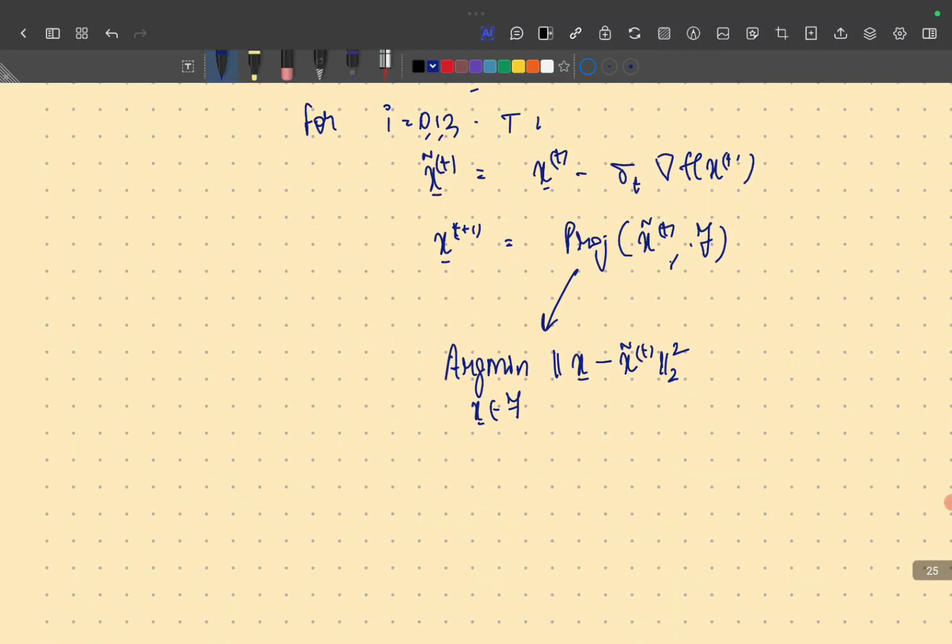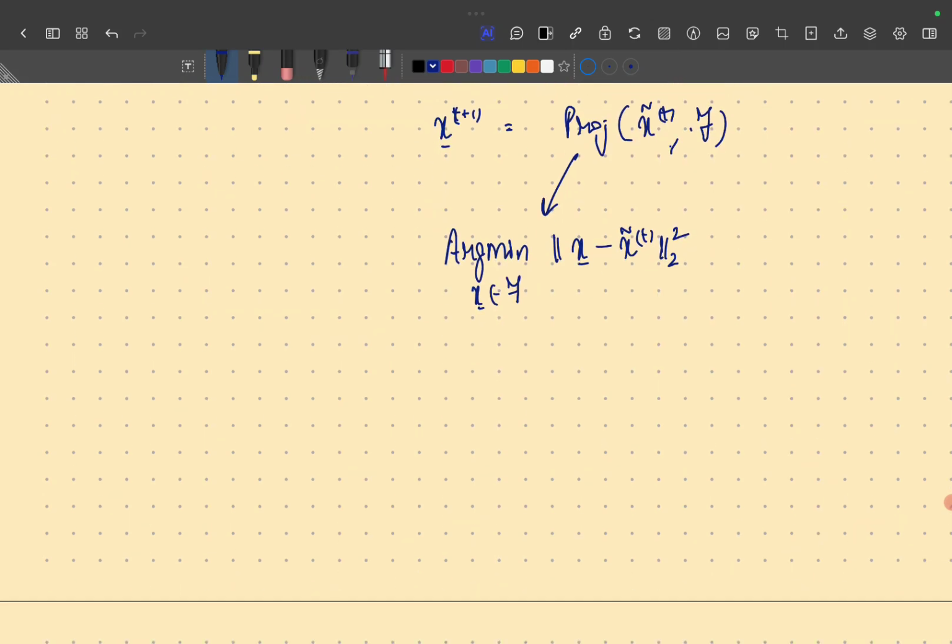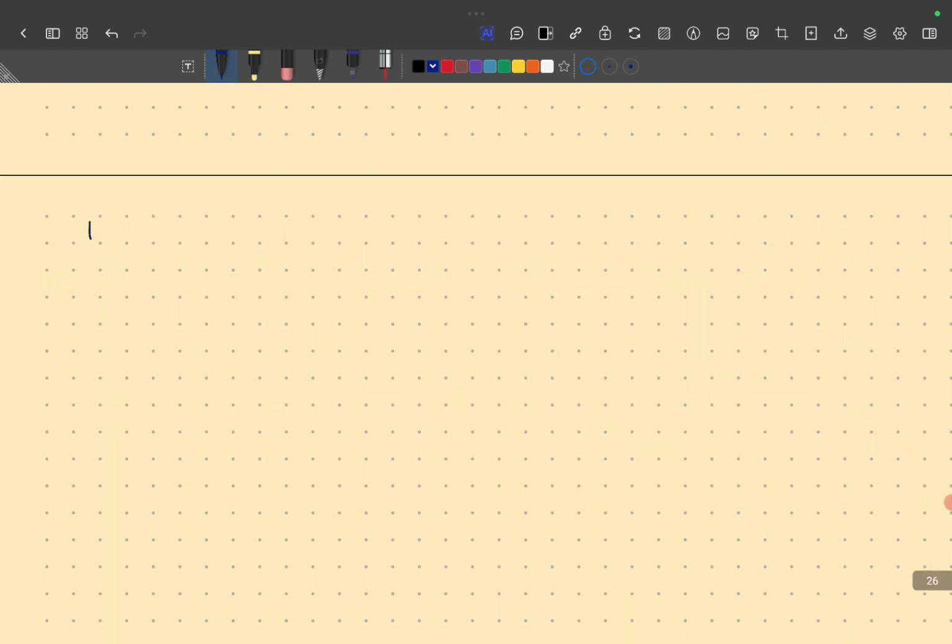For certain kinds of sets, you can find closed form expressions for the minimum distance projection. Right? So here is an exercise problem. Suppose you are given an optimization problem of the following form.